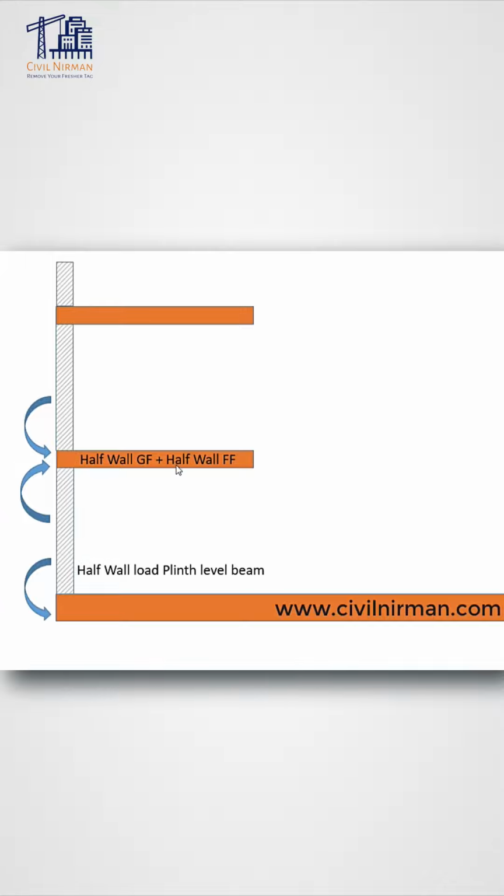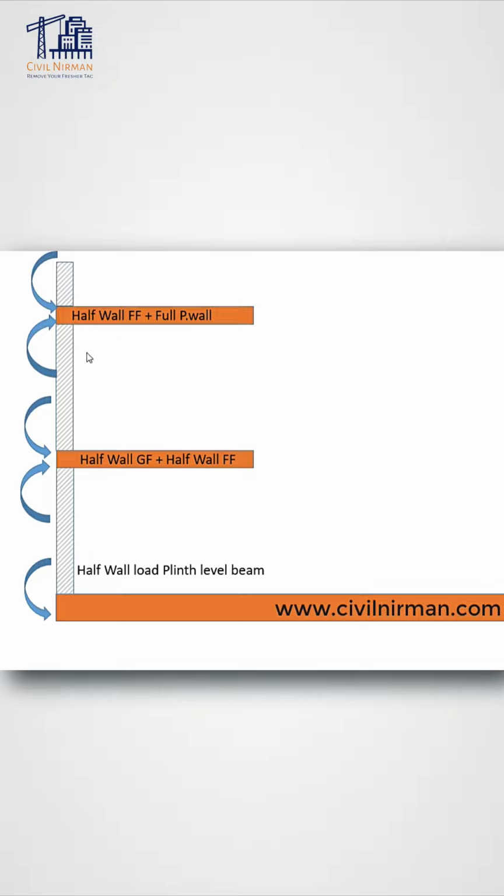Now see, in case of this ground floor slab beam, which is over here, this is spanning for two particular walls, right? So half of the wall load from the ground floor will be here and another half of the load from the first floor wall will be here. So you need to add these values and implement that value as a wall load in your STAAD editor.